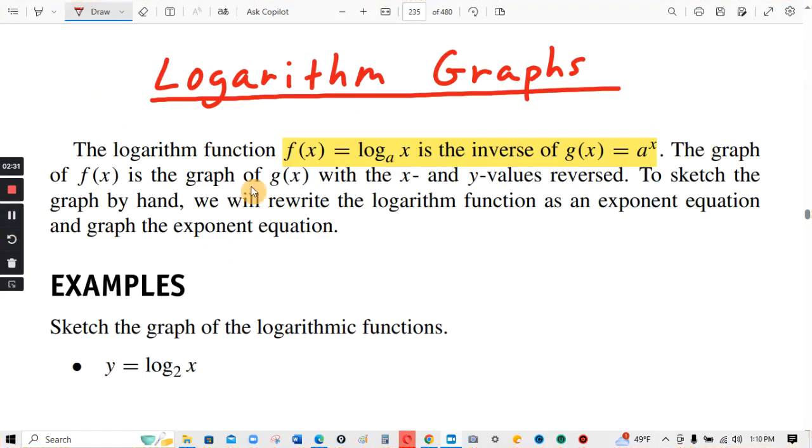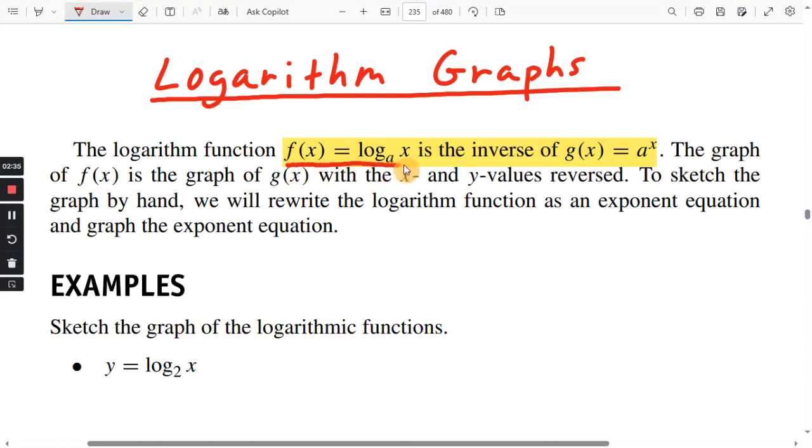All right, so the graph of f of x, which is this one, is the graph of g of x with the x and y values reversed. So these two functions have the x and y values reversed. And if you want to sketch the graph by hand, you convert the log function to an exponential equation and then graph the exponential equation. That's exactly what we're going to do.